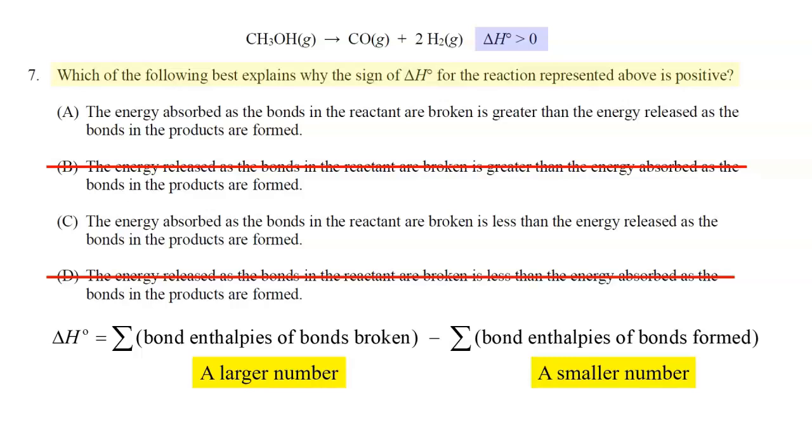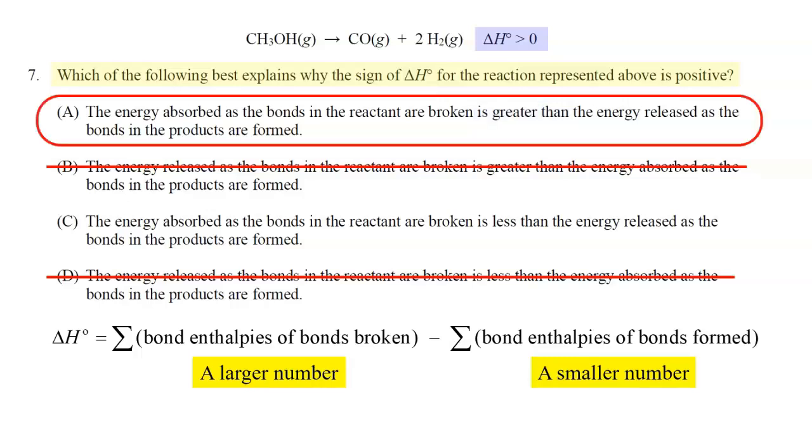Now let's read choice A all the way through. It says the energy absorbed as the bonds in the reactant are broken is greater than the energy released as the bonds in the product are formed. So that's exactly correct because it should require more energy to break the bonds and less energy is released when the bonds are formed. So choice A is the correct answer to question 7.